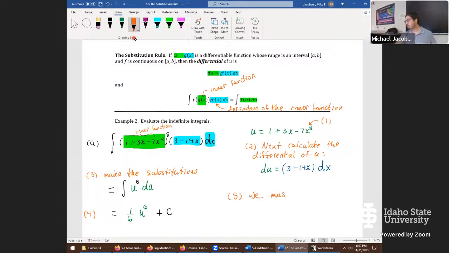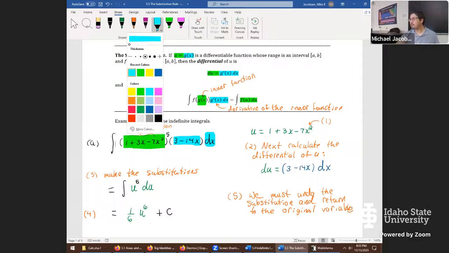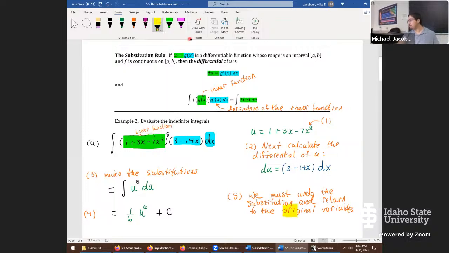We must undo the substitution and return to the original variable. And this is where I think yellow highlighting is good. When we say original variable, we're meaning the dx right here.